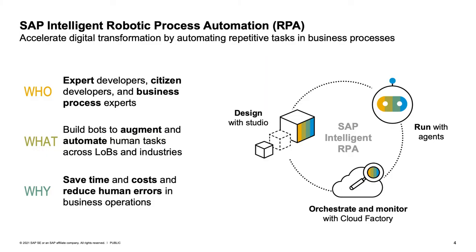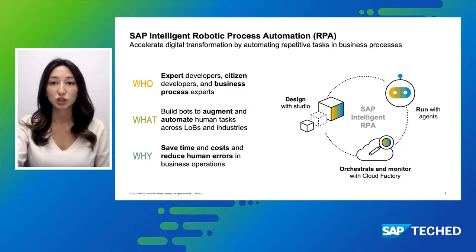So let's start with a brief introduction. What is SAP Intelligent RPA? The purpose of our product is really to accelerate your digital transformation by reducing to a minimum the repetitive human tasks in a business process. So using Intelligent RPA, you have a powerful tool in hand to automate manual and repetitive tasks on SAP as well as non-SAP applications in various use cases. For example, financial operations, IT operations, HR processes, and much more.